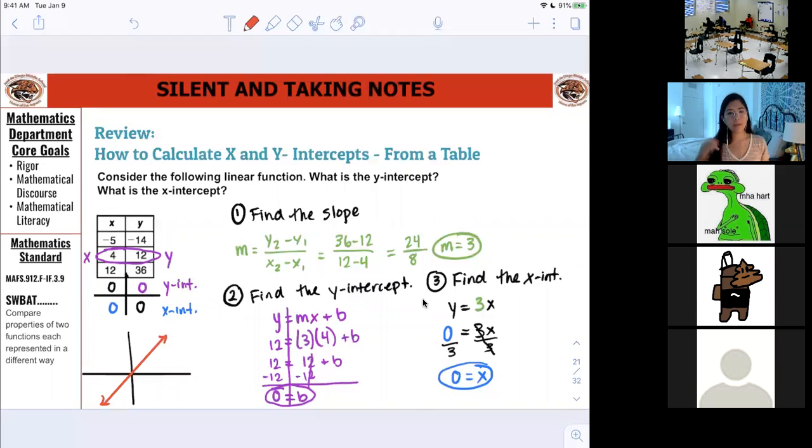So this was kind of an interesting example, right? Because we had to do the work, but we found that out. But when you actually think about it, that makes a lot of sense, doesn't it? If it passes through the origin, then the y-intercept and x-intercept both have to be 0.